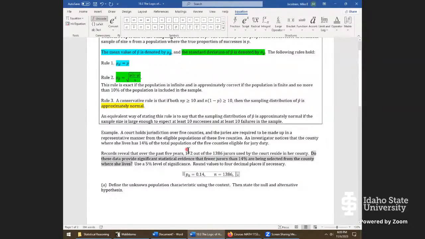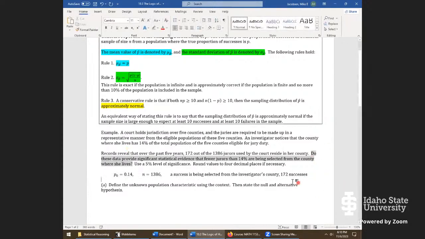Then we're dealing with categorical data, so we should have a notion of what a success would be. That could also come from the practical question they're asking. They're asking, is there evidence that fewer jurors than 14% are being selected from the county where she lives? It sounds like a success is being selected from the investigator's county. We can say that there is 172 successes. So it looks like that's all I could really find in this problem so far.